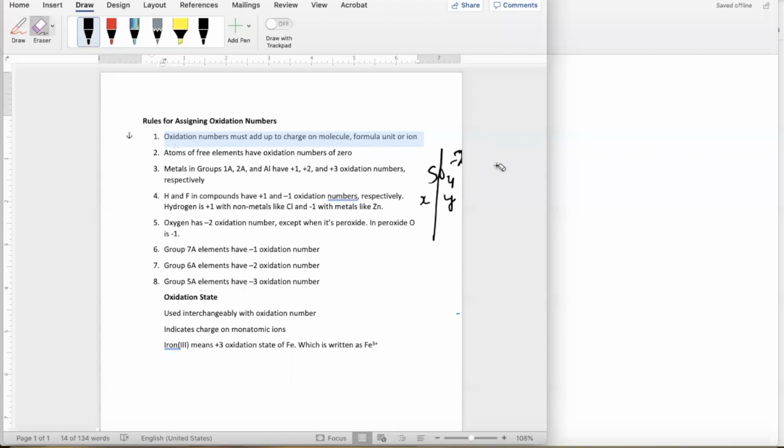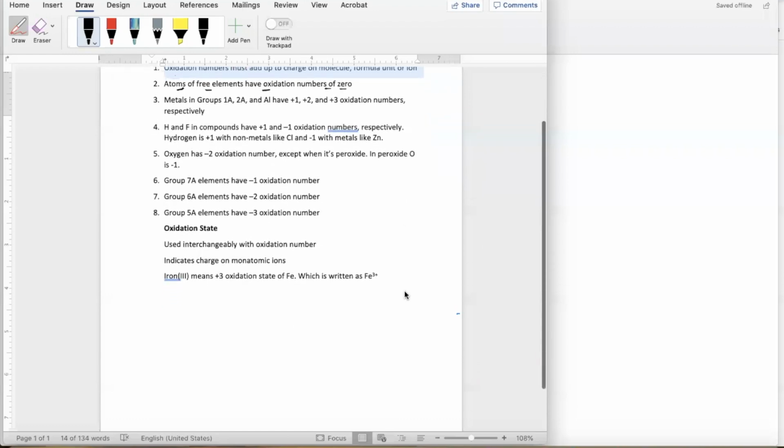Right. Now, that first rule is just simply saying that. Now let's look at the second rule. The second rule is the atoms of free elements have oxidation number of 0. Now we have learned this before. Let me mention that here again.